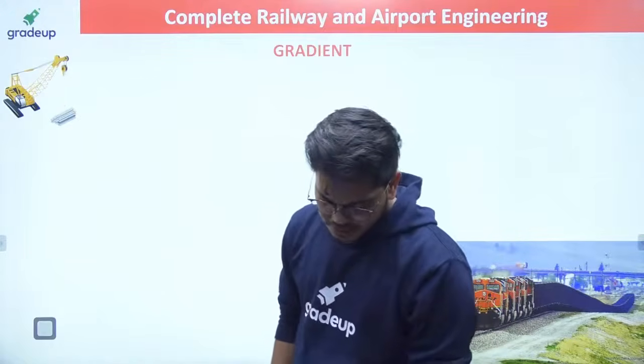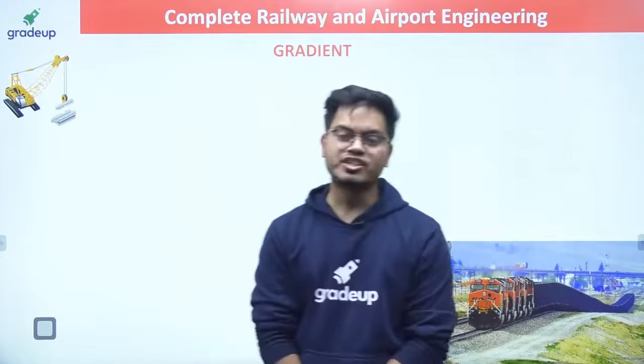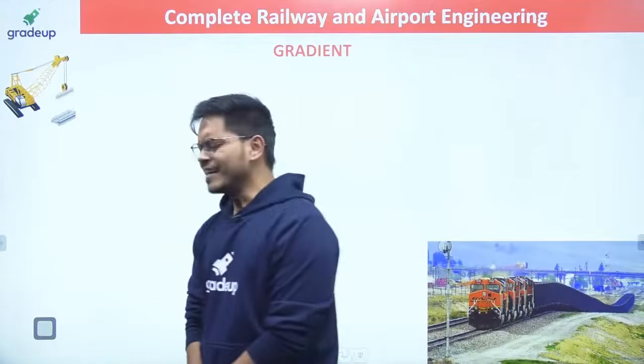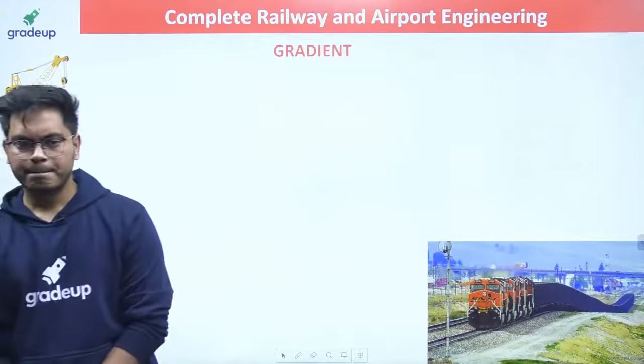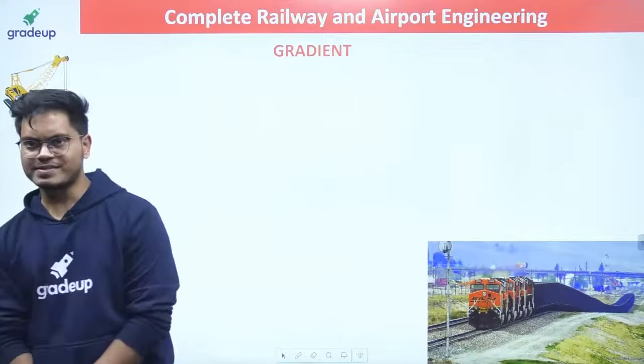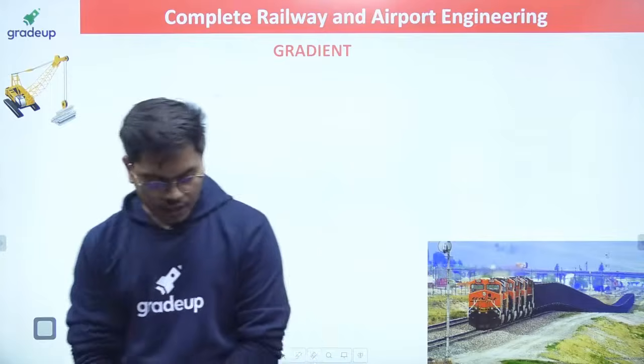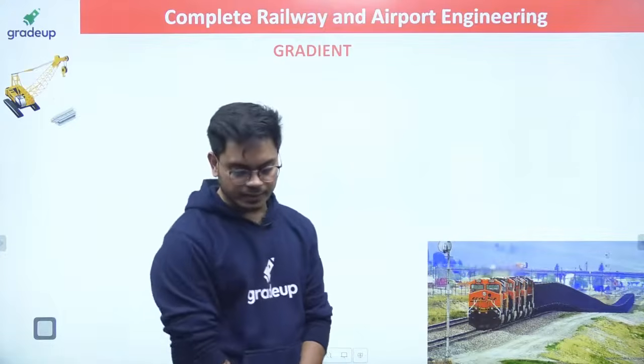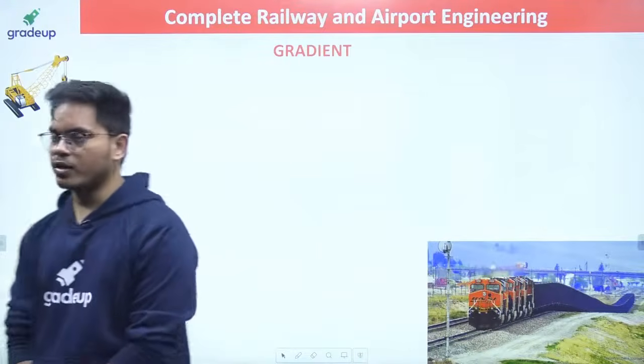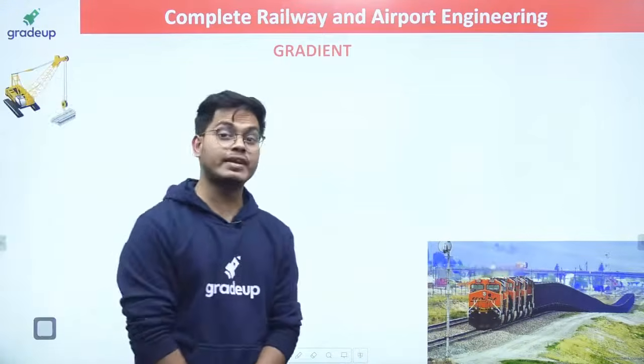Right. Okay, the gradient which we provide in the station yard. Why do we need gradient in the station yard, everybody? First of all, the drainage condition. Whenever we are going to clean the engine or locomotive, at that time we have to drain off the water, and to drain off the water we are going to provide a gradient. The gradient should be 1 in 400 to 1 in 1000. Why do we have a range?